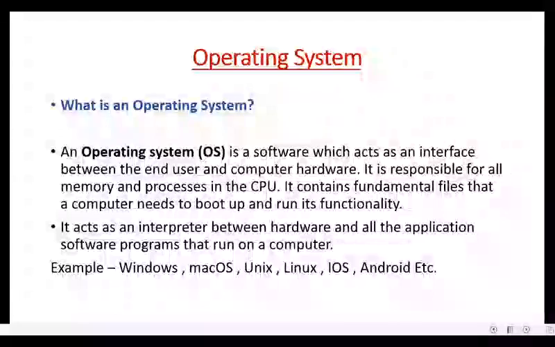Mac operating system works on Apple notebooks. Unix is also an operating system that works on mainframe computers, meaning servers. Linux is also an operating system. iOS runs on Apple iPhone or iPad. Android operating system works on Android phones, your smartphone. So these are the examples of operating system.